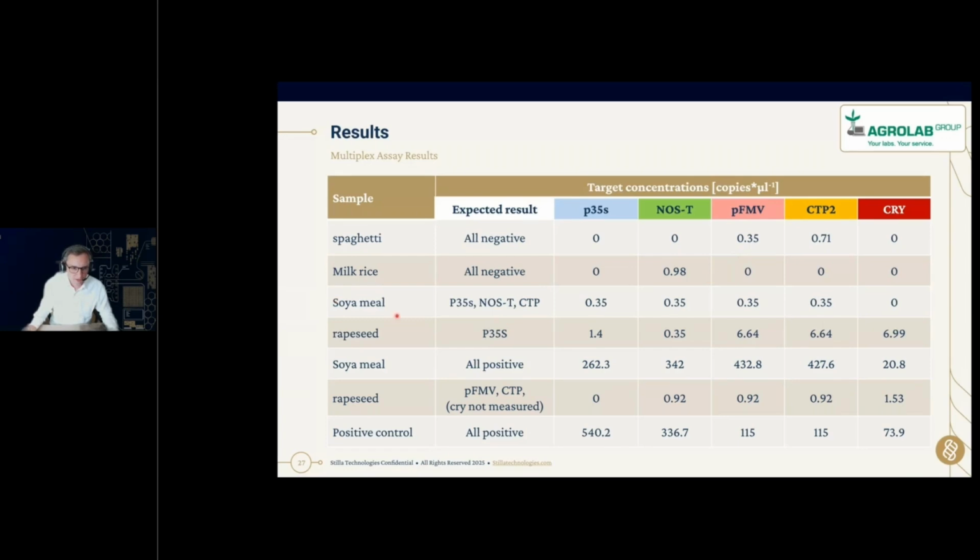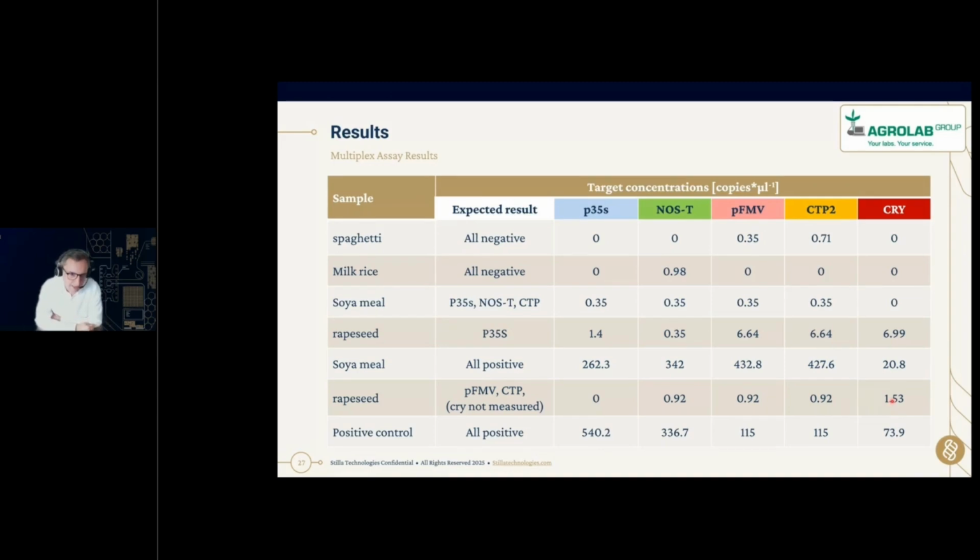We had the soya meal, which was expected positive for P35S, NOS-T, and CTP, and we see that this is true. Additionally, we found PFMV. Why, I don't know. Rapeseed should have been only positive for P35S, but we found it positive for all the others, which were not tested for this rapeseed sample at all in qPCR. So it was not expected, and nobody tested it. In the soya meal, we expected everything positive, and everything is positive. Also for the positive control, everything was positive. For the rapeseed, there was no P35S, but we had indeed PMV and CTP together. And CRY we had also, but they did not measure CRY in the first instance, so we didn't know the concentration of CRY inside of that one before.